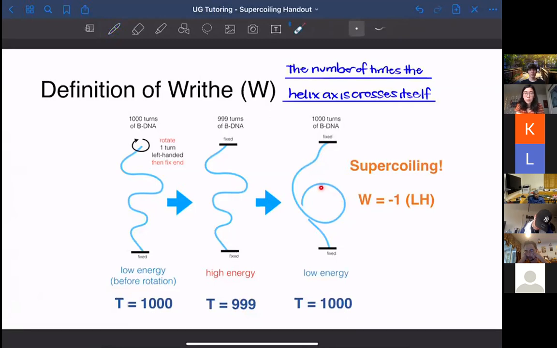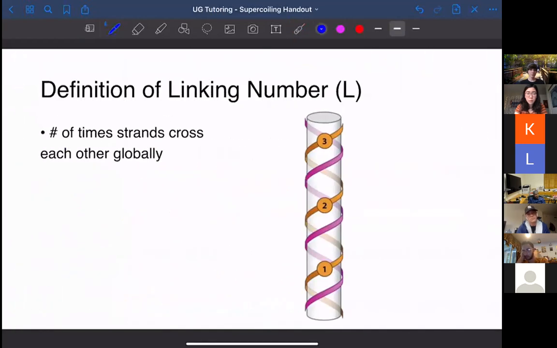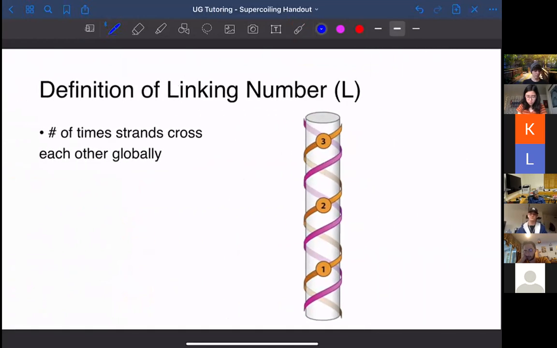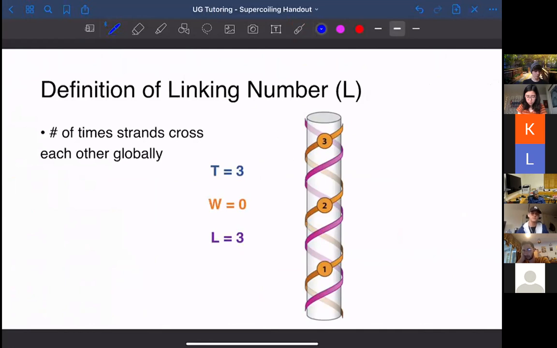So this would be the writhe. And this DNA is now considered supercoiled, negatively supercoiled. In addition to writhe and twist, there's also linking number. And linking number is defined by the number of times the DNA strands cross each other globally. So in this picture, the twist is 3, the writhe is 0, and the linking number is also 3.